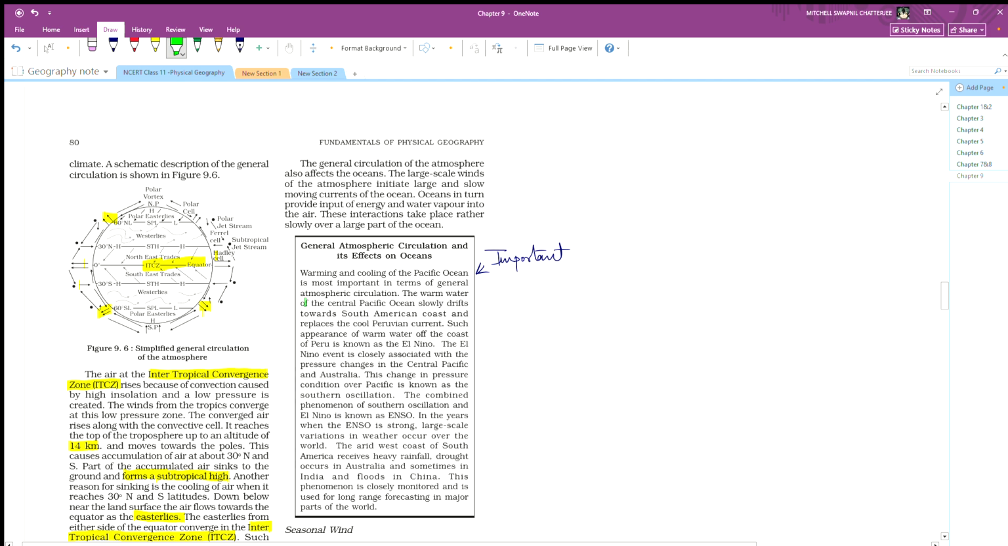The warm water of the central Pacific Ocean slowly drifts toward the South American coast and replaces the cold Peruvian current. Such appearance of warm water off the coast of Peru is known as El Nino. This year, 2025, we suffered El Nino effects.